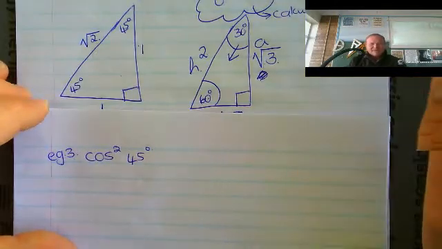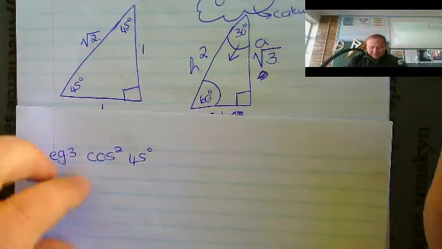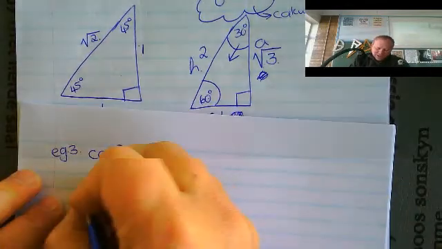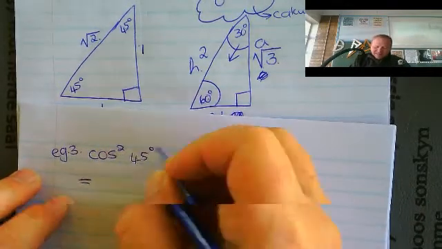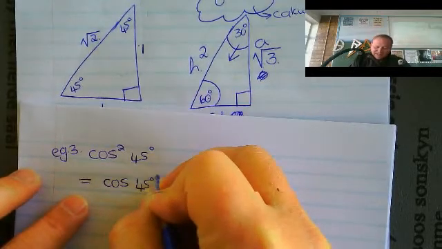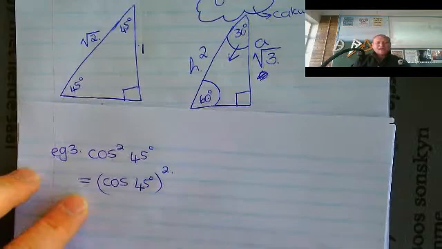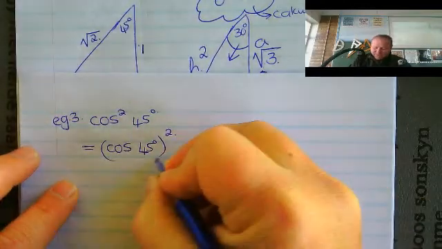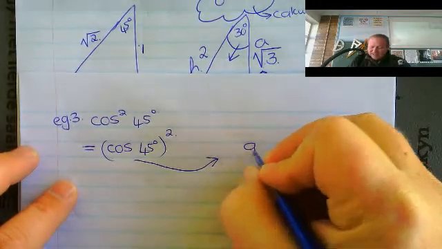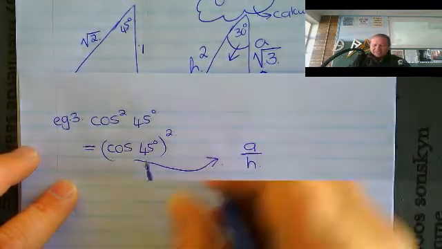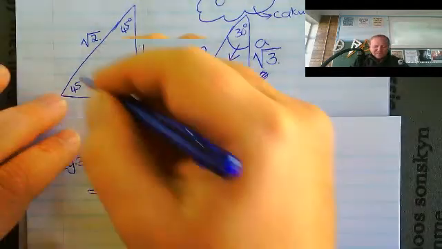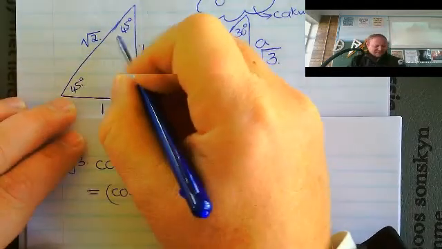I think there's enough time for another example. Let's try this one. Cos squared 45 degrees. Now I told you when you get something like this, you can rewrite that as cos of 45 degrees in brackets, squared. Now we must remember what cos is. Cos is adjacent over hypotenuse. I see this is a special angle, so I go to my special triangle. You can stand here or there, it doesn't matter.